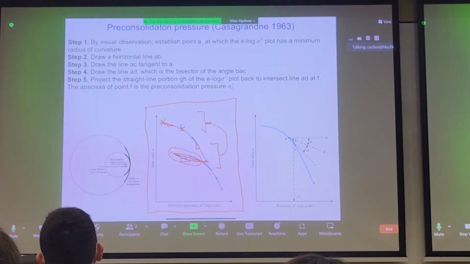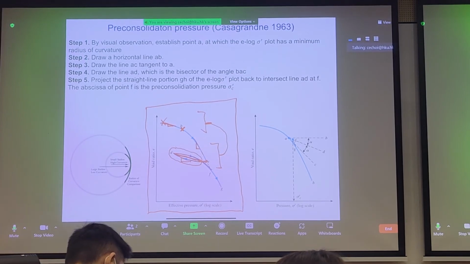So the next time we reload again, what's our pre-consolidation pressure this time? It becomes point C, right? Because the soil has experienced a maximum stress level of point C, compared to before we loaded it, when it was point B. Anyhow, digressed a bit, but back to the main point of Casagrande's method.